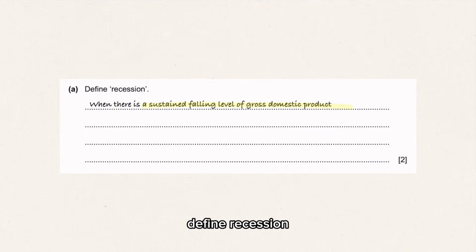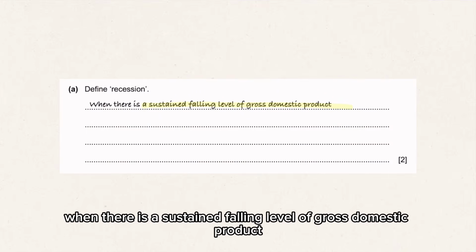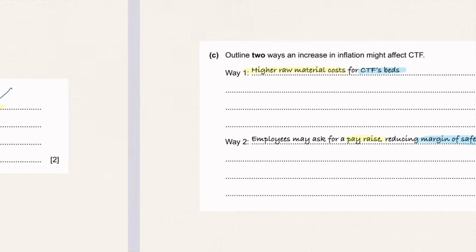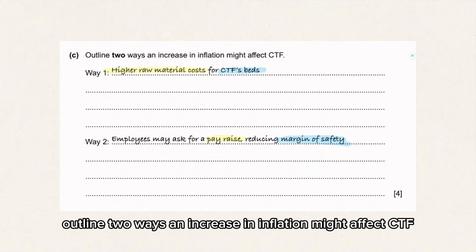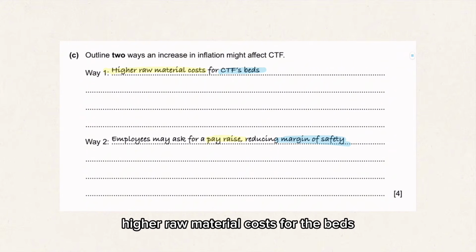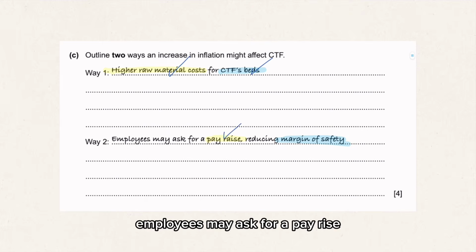Define recession: when there is a sustained falling level of gross domestic product. Outline 2 ways an increase in inflation might affect CTF. Higher raw material costs for the beds. Employees may ask for a pay rise, reducing the margin of safety.